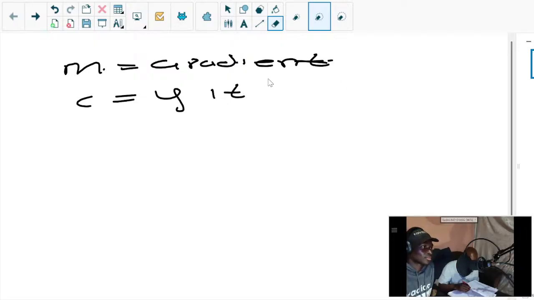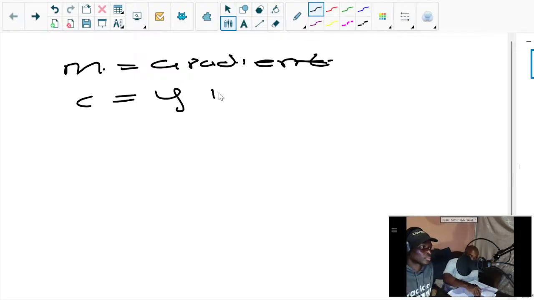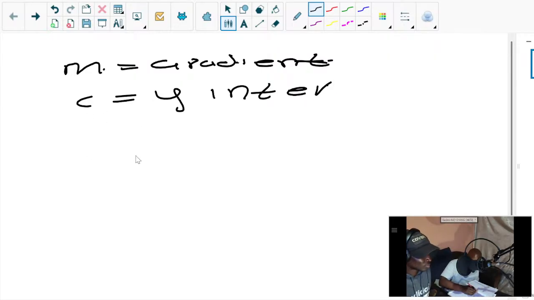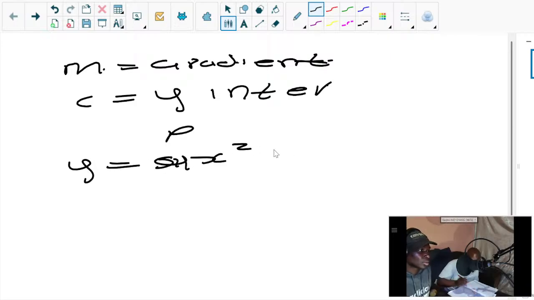Okay, so we have y-intercept as q. Now I'm going to couple this one. The next one that we have is the parabolic function. A parabolic function is defined as y is equal to ax squared plus q. So you can see both of them have q.